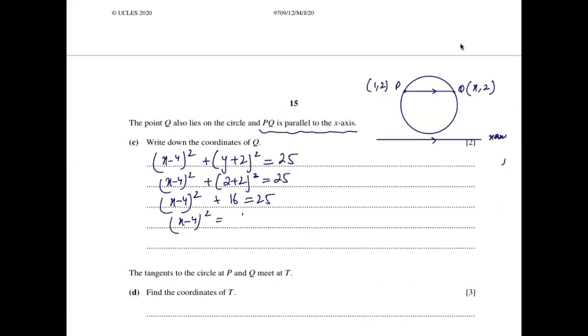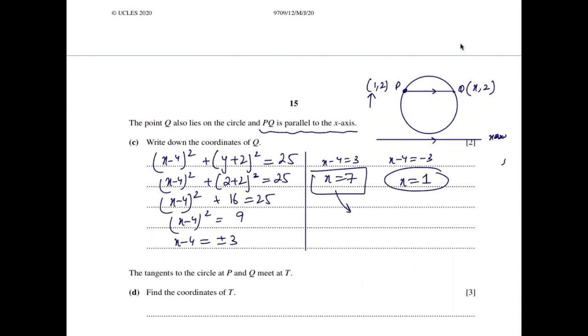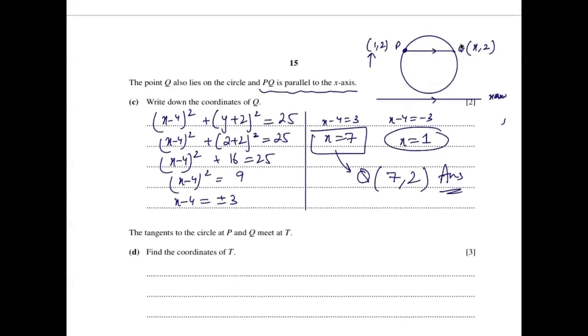So 25 minus 16 is 9. x minus 4 is plus or minus 3. So x minus 4 is equal to plus 3 and x minus 4 is equal to minus 3. x equals 7 and x equals 1. x equals 1 is the x coordinate of point P. So point Q's coordinates are going to be 7, 2.